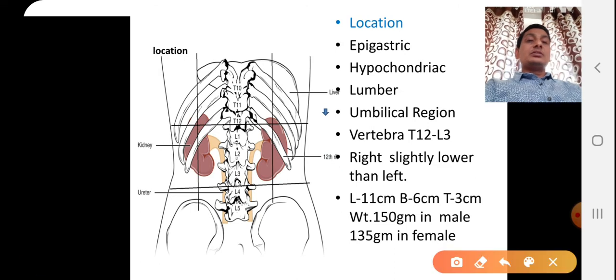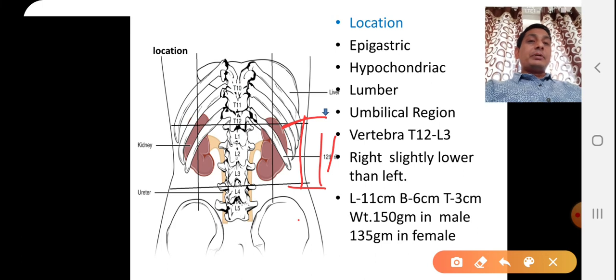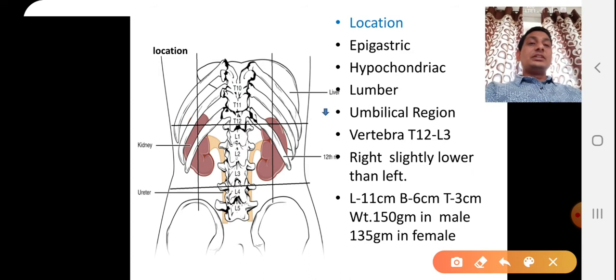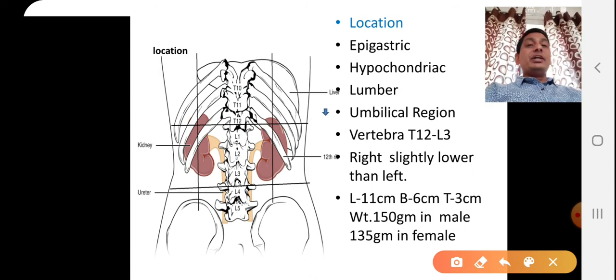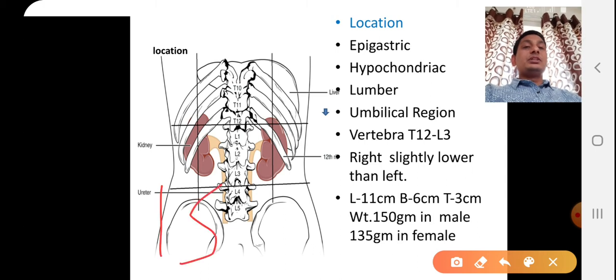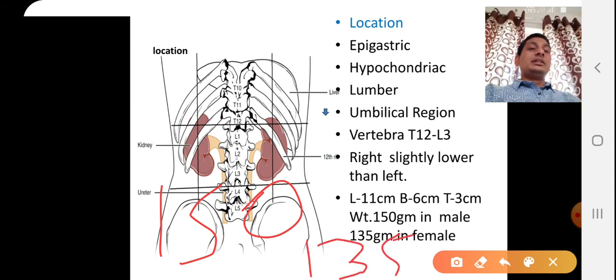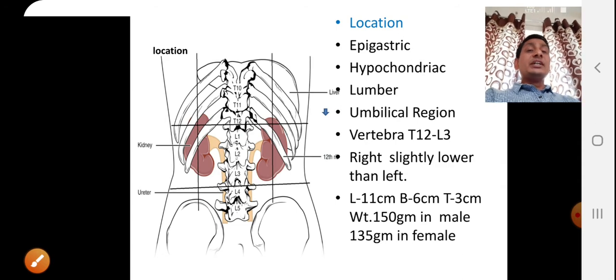The length of the kidney is 11 centimeter. If we see, this is the length, 11 centimeter, and the breadth of the kidney is 6 centimeter, and the thickness of the kidney is 3 centimeter. The weight of the kidney in male is about 150 gram, and in female it is about 135 gram. These are the weights of the kidney.